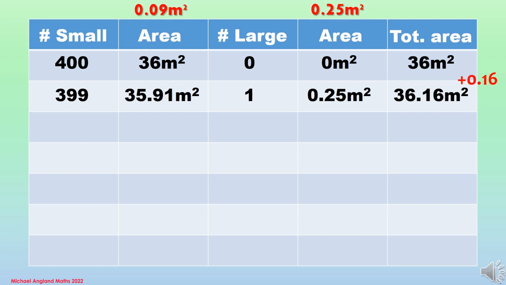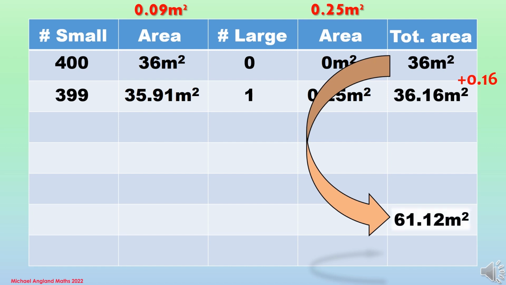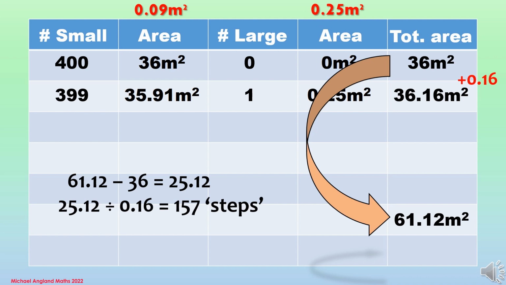So, how many large tiles should we take at the cost of small tiles in order to build up from 36 square meters to 61.12? Well, let's look at the difference. 61.12 minus 36 is 25.12. And each step we take lifts our figure up by 0.16 square meters. So 25.12 square meters divided by 0.16 square meters is equal to 157. So we need 157 steps.